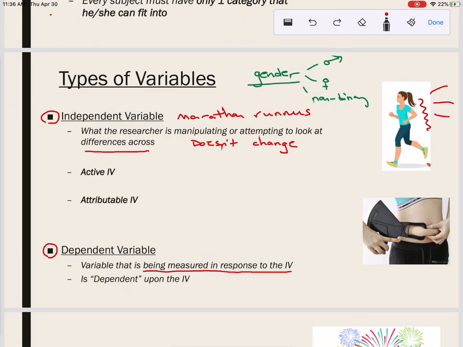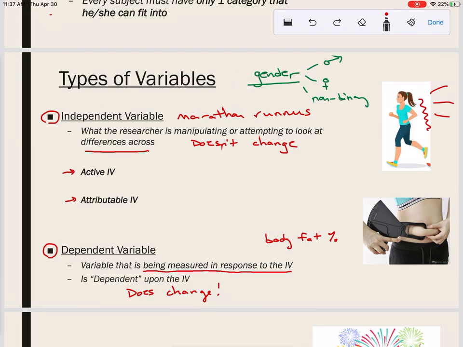Versus the dependent variable, and the dependent variable, of course, is what does change. And we're looking to see if this dependent variable changes in response to the independent variable. So in my example, it would be body fat percentage. So this does potentially change. And so what we're interested in seeing, does it change based on our independent variable that is set?